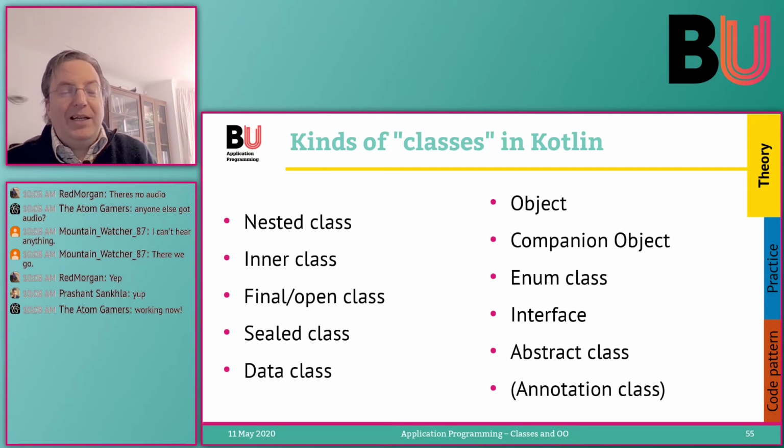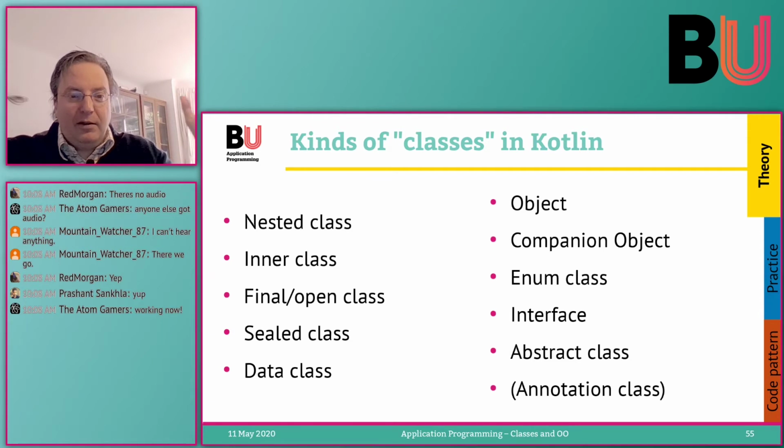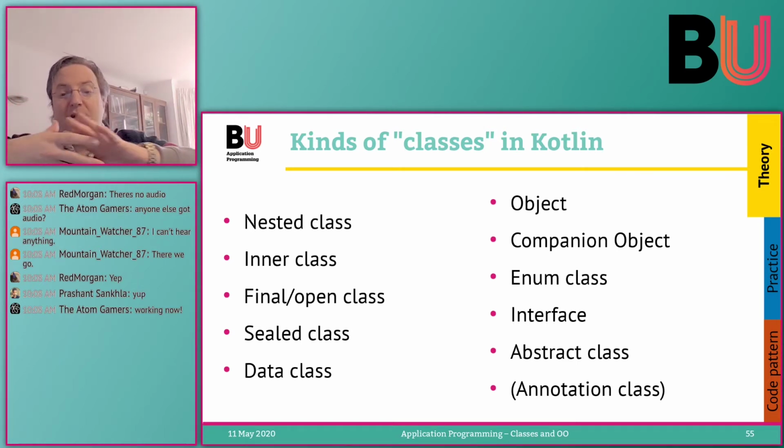There are many kinds of classes in Kotlin. So conceptually there is the nested class. That's a class-ish thing defined inside another class. That gives that nested class a little bit of access to the private members of the outer class. It also communicates that this class is related to the outer class. But for the most part, nested classes behave like regular classes.